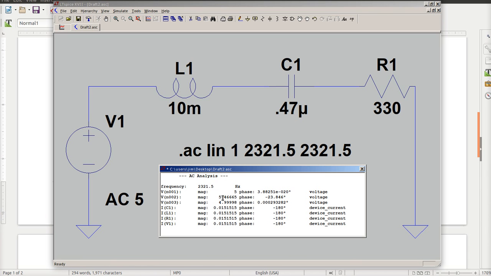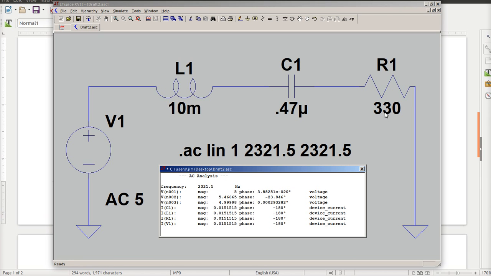What you see now here is I have 5.46 volts or 5.47 volts at an angle of 23 degrees. So I'm going to see a little bit bigger shift. So I'm actually going to see more voltage at this point than my source is. And I'm at 15 milliamps. 15 milliamps times squared times 330 ohms.